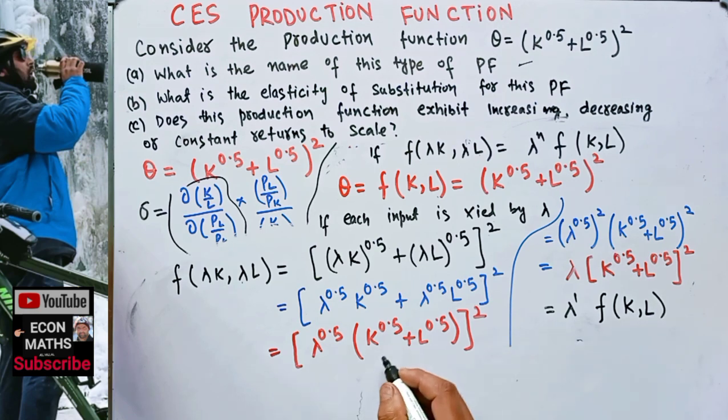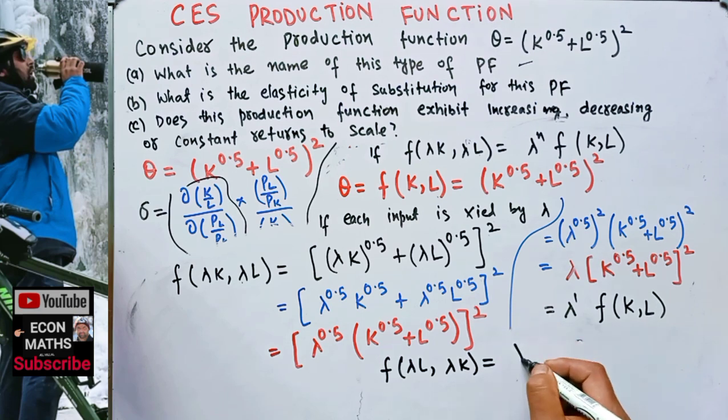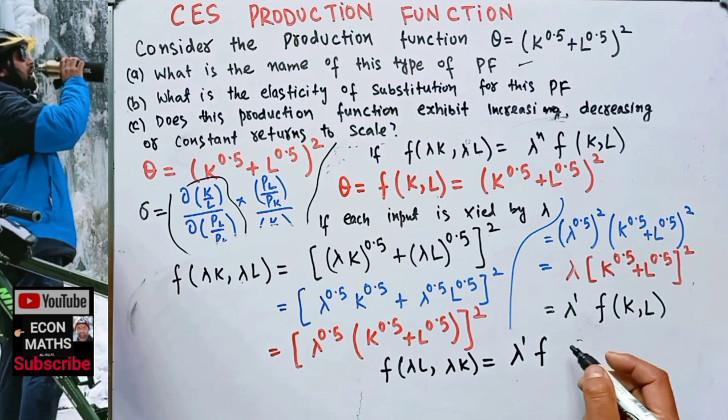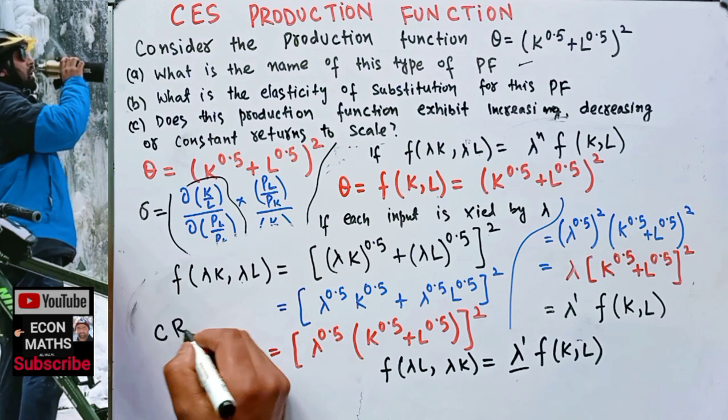That means we have f of lambda k, lambda l equal to lambda taken out and we got the original function f of k l, and here the exponent is 1. When each input factor was multiplied by lambda, our output also got multiplied by that very lambda. Since the exponent of lambda is 1, we say this production function exhibits constant returns to scale.